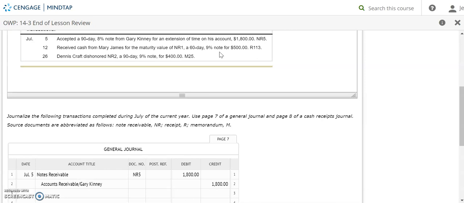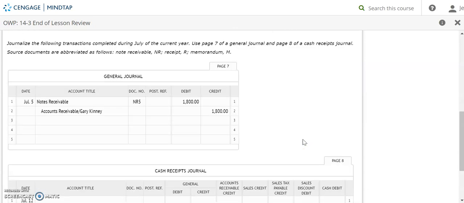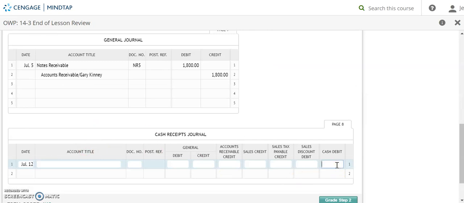So we need to take the principal amount, $500, that was the principal amount of the note, times the percentage, 9%, times the fraction of the year. So it's a 60-day note, so 60 over 360. What I get for interest then is 7.5. Okay, so I would add that to my principal amount, and $507.50 is what I'm going to get for cash. Okay, so I'm going to put that in first. I like to put my cash debit in first, so $507.50.